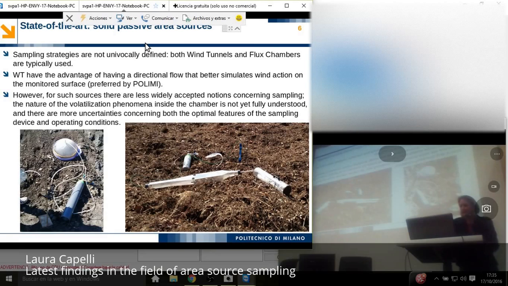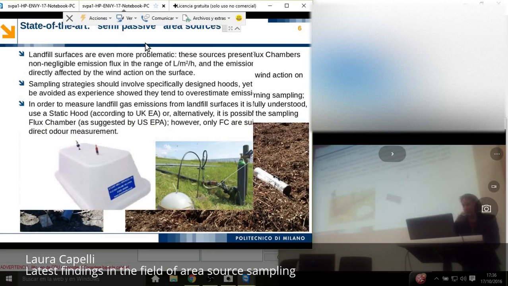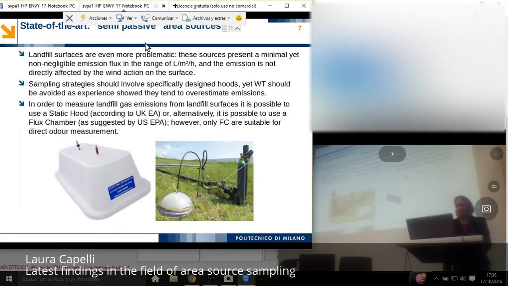However, to be true, there are no widely accepted notions concerning sampling, nor is the nature of the volatilization phenomena inside the chamber fully understood. So there are a lot more uncertainties concerning both the optimal features of the sampling device and its operating conditions. For landfills, the question is even more problematic.